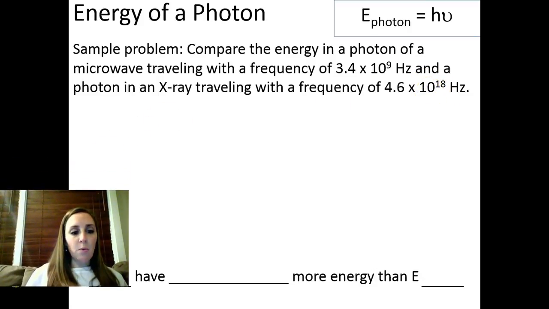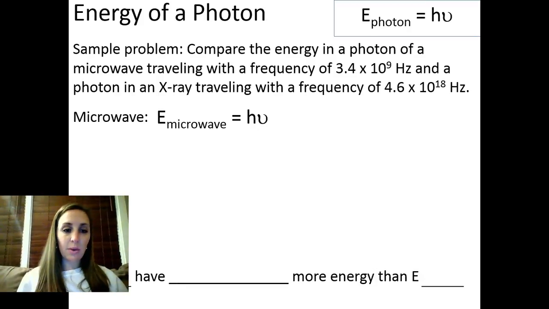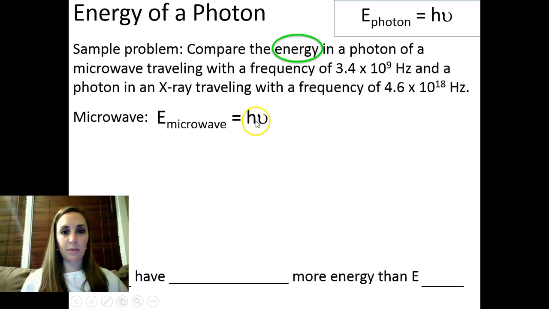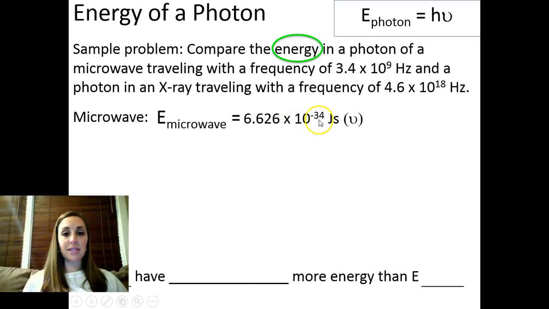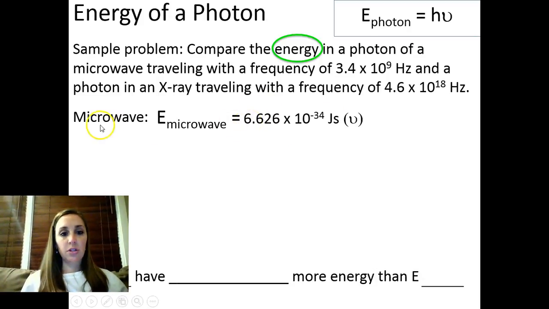So the first thing we want to do is talk about what we have. We're trying to find the energy of each of these and compare them. So let's first work with the microwave. For the formula, we're trying to find the energy of the microwave photon. So what goes on this side? Well, we know Planck's constant, 6.626 times 10 to the negative 34th joules times seconds. You will always plug that in for this H symbol. And then the frequency is given to you right here.